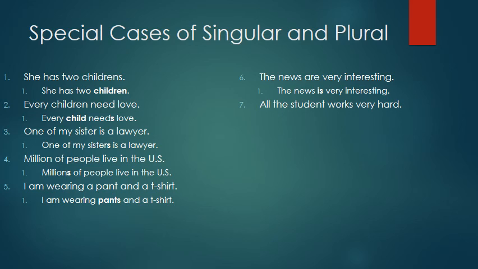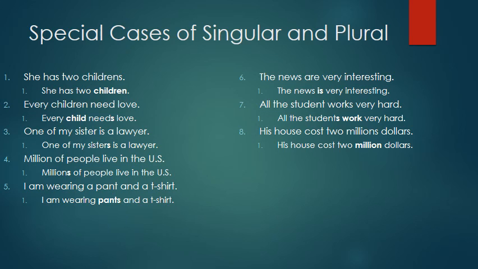All the student works very hard. What's wrong here? It should be all the students work very hard, right? Because after all, we have to have a plural. His house cost $2 million. What's wrong here? It should be his house cost $2 million because I have a specific number.